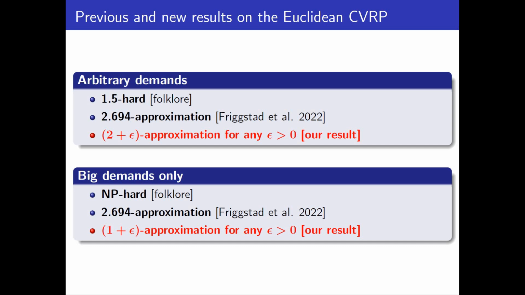To conclude, let me recap our results. In this talk, we gave a 2 plus epsilon approximation for arbitrary demands. To solve that problem, we also gave a 1 plus epsilon approximation for big demands only. Observe that for arbitrary demands, there is a gap between the lower bound of 1.5 and the upper bound of 2 plus epsilon in approximation. Coming back to the application to truck delivery, is our algorithm practical?